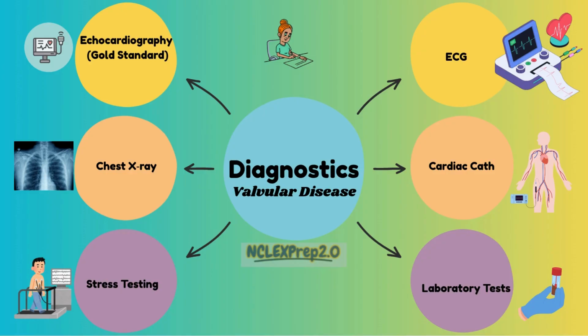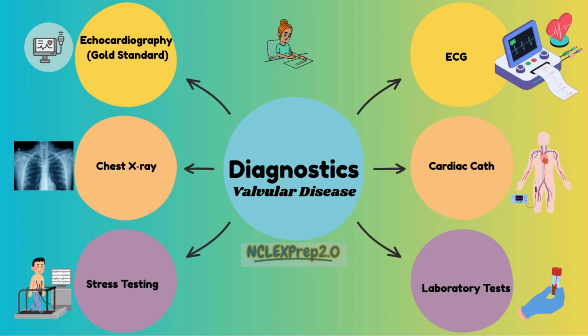Cardiac catheterization is used when echo is inconclusive. So with the echo, you're not able to see as much, so then they can go in and catheterize all the way to the heart and see what's going on there. It can also help measure the gradient and pressures between each chamber.